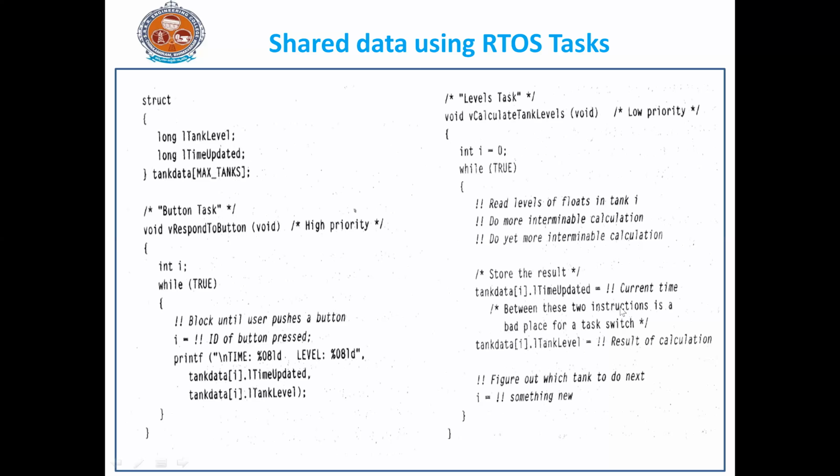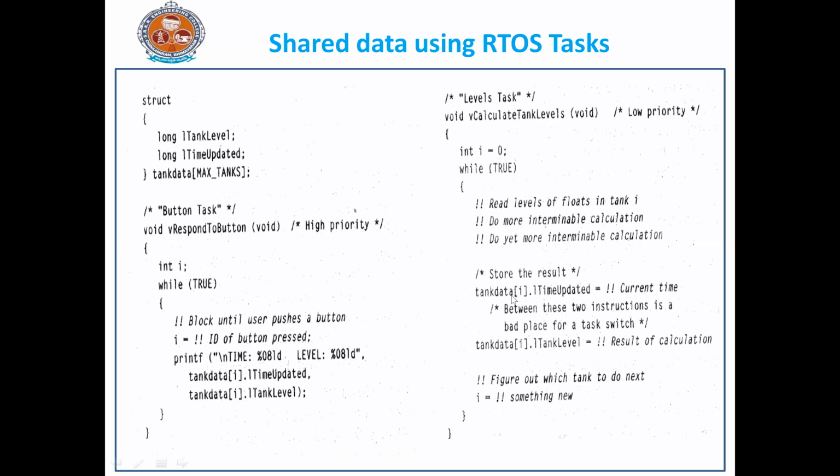Immediately after this statement, the button has been pressed. So control goes to the high priority task, and it prints the values available in tank data I. Here the time updated is T2, but the tank level is L1, which are wrong values. So because of sharing data between the RTOS tasks, you get the problem of shared data.